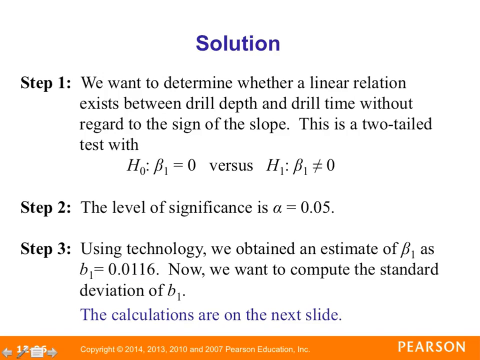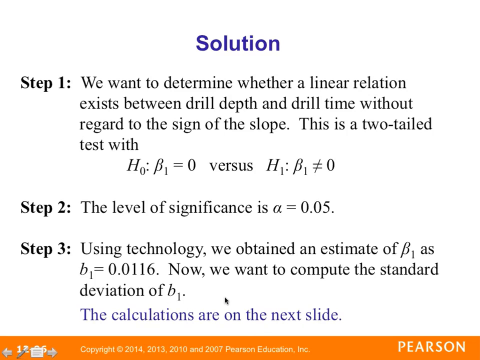So step 1 is we want to determine whether a linear relation exists between the drill depth and the drill time. So we're going to use a two-tailed test. We're going to set our null hypothesis up as beta 1 equals 0 versus our alternative, since it's a two-tailed test, as beta 1 not equal to 0. We have an alpha equals 0.05 level of significance. And then using technology, we obtain an estimate of beta 1 as b1, which is going to be 0.0116. And now we want to compute the standard deviation of b1.